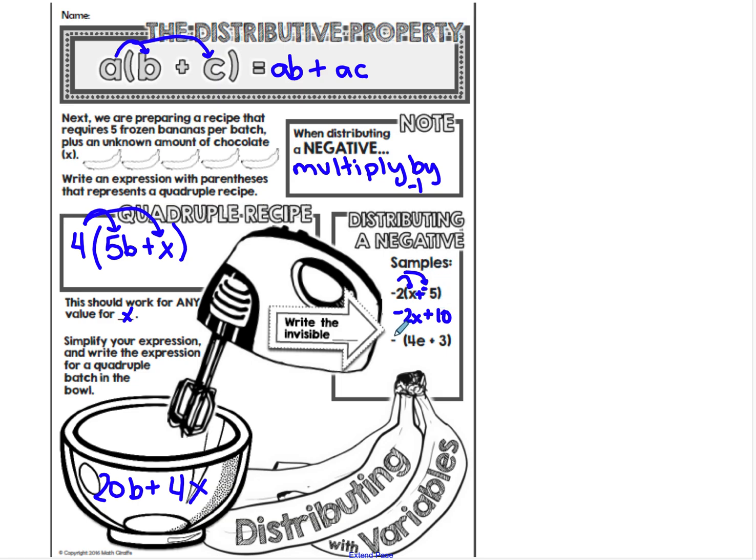All right, so when I just have a negative like this, all by itself, no other number, I need to multiply by negative 1, and you can write in that invisible 1 if it's going to help you. So negative 1 times 4e would be negative 4e. Negative 1 times 3 would be a negative 3. So I can write negative 4e plus negative 3, or I could write that as negative 4e minus 3. Your book won't write it as a plus negative. They'll just write it as a minus. But either way is perfectly acceptable.